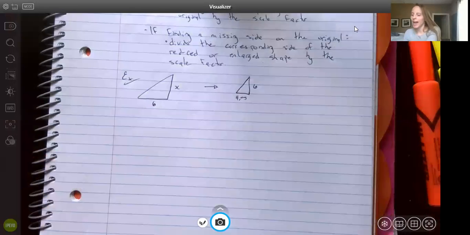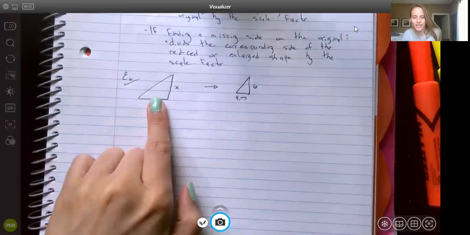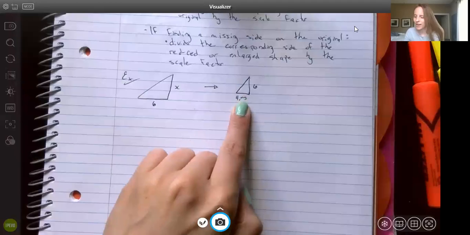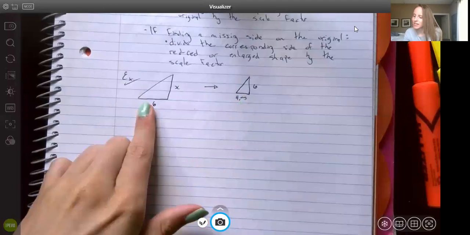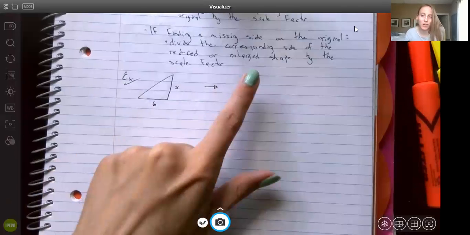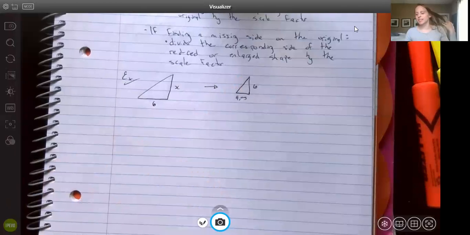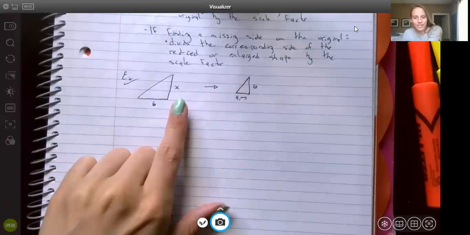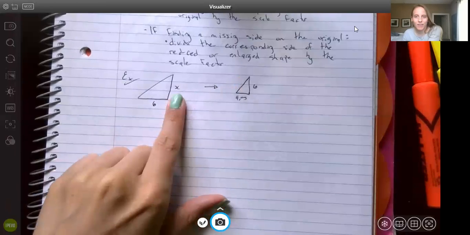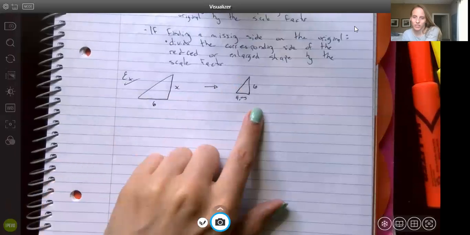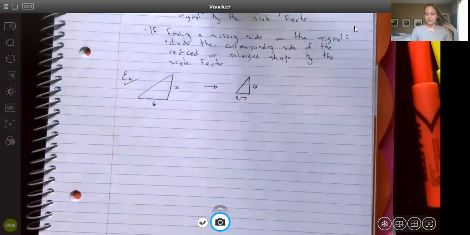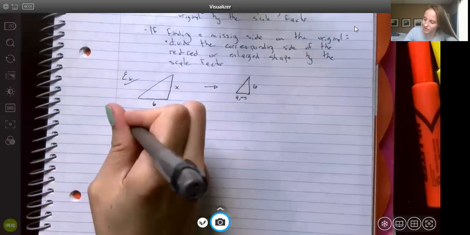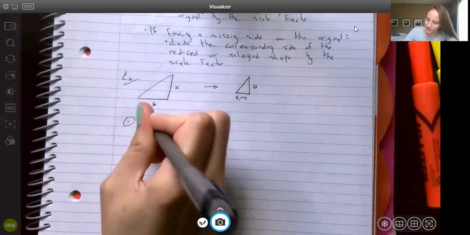So here I have a reduction that's taken place. I already have my corresponding sides in the same spot as each other. My triangles are oriented the same way. And in this case, the missing side that I'm trying to determine the length of is on my original shape, not on the reduction. So step one is going to be to find our scale factor.